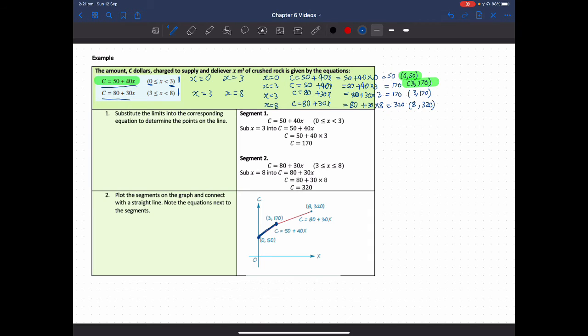Now we're going to do the second piece of the graph. We have the points 3, 170 and 8, 320. Notice the 170 is common to both, so it means that our two pieces will join up. So I will use the red pen for this. 3, 170, 8, 320, and then join them up with a straight line. All this should be done in the same color. I have done it in two colors just so you can see how we've come up with our graph.